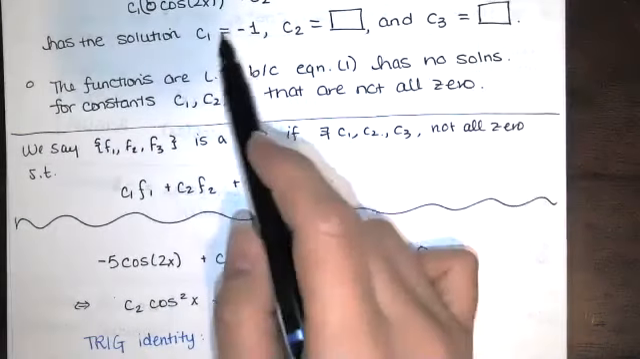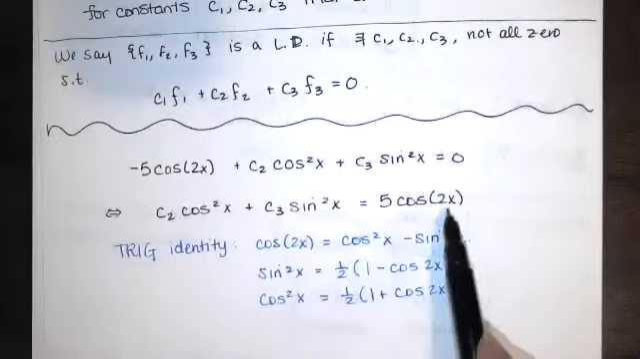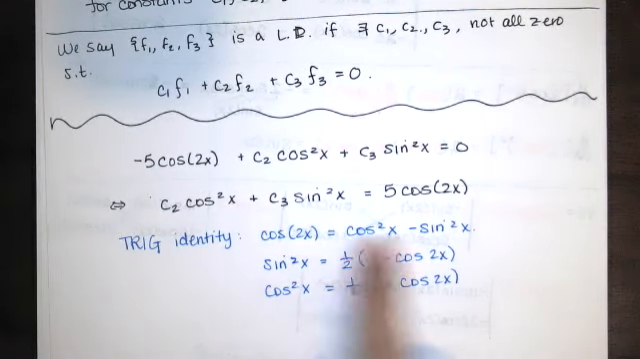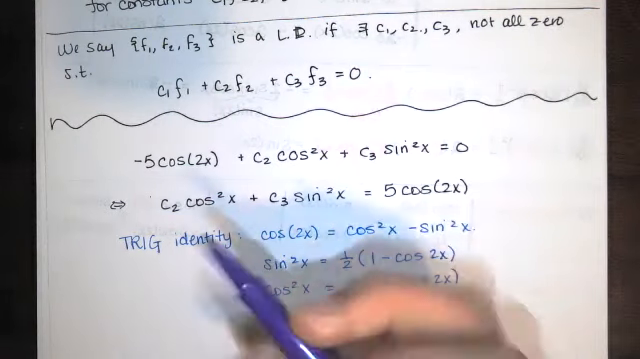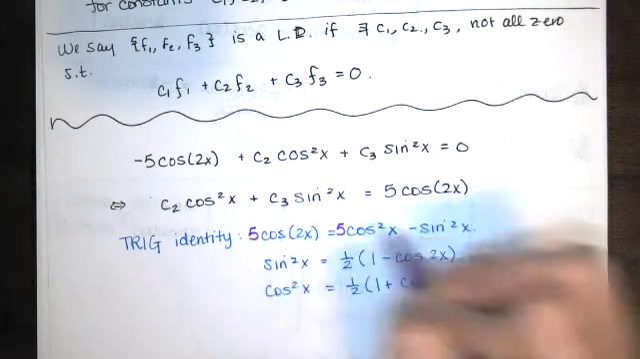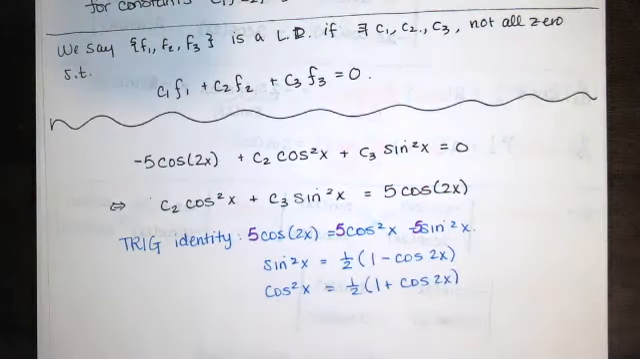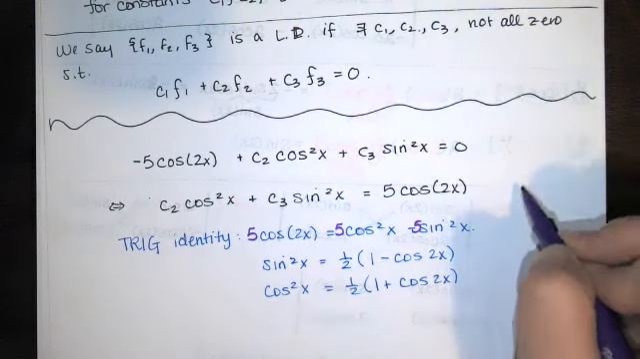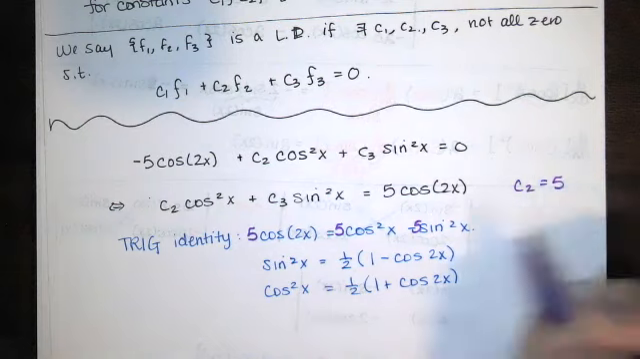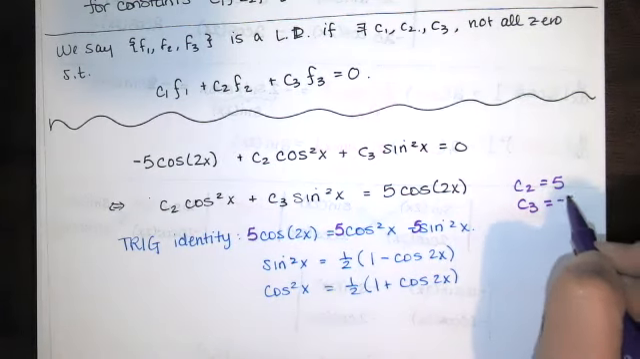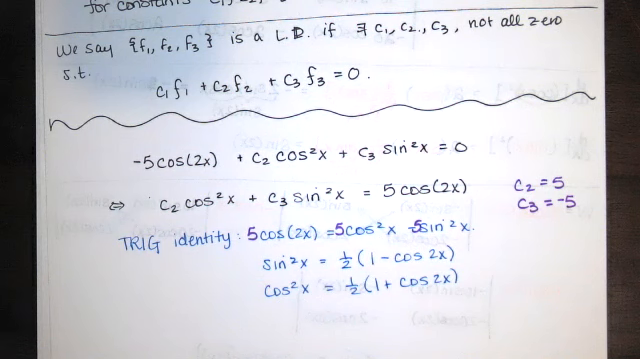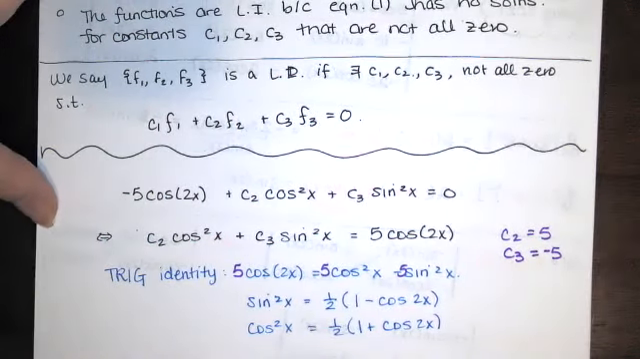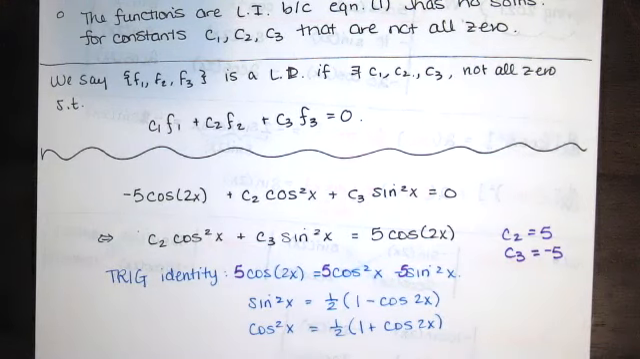Well, they told us that C1 is equal to -1. And I have 5 times this here. I think I'll just take this trig identity and multiply it by 5. So it looks like C2 would have to be 5, and C3 would have to be -5 in order for us to get a 5 cosine of 2x over there because of this identity.